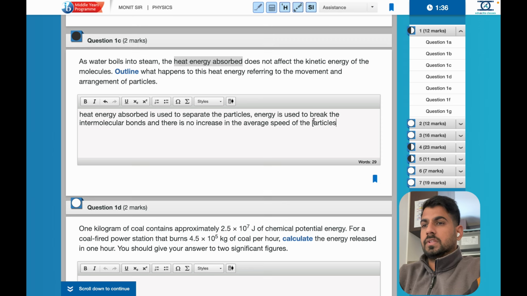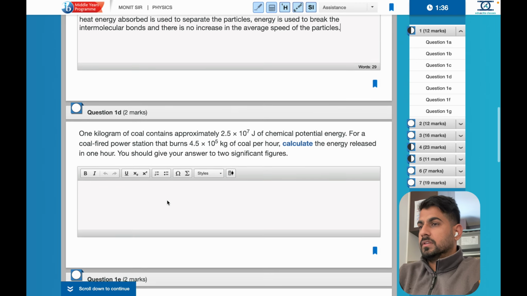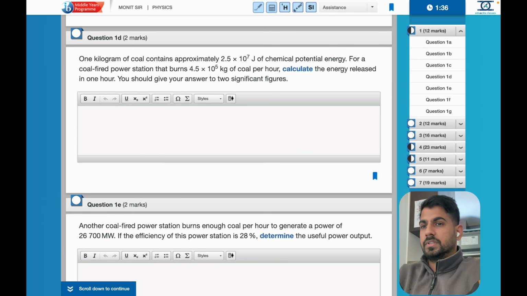Okay, so that is more than enough for this question. So you have mentioned about the movement, that is, there's no net increase in the average kinetic energy, and you have mentioned about the average speed of the particles and the intermolecular bonds as well. Okay, now 1D, just pause the video and solve.